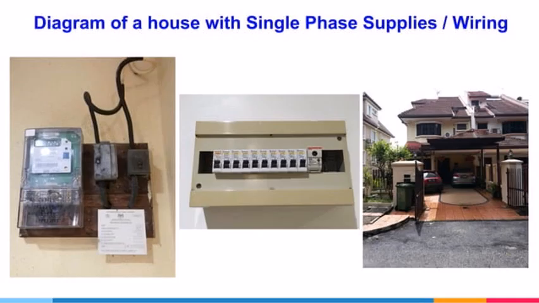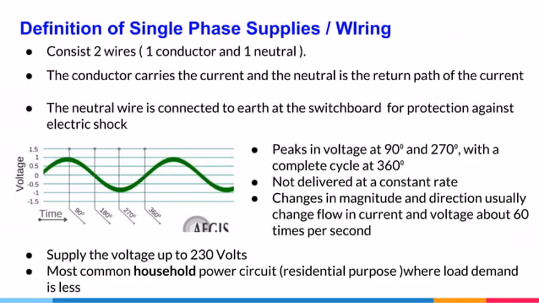So this is an example picture for the single phase AC supply. It consists of two wires, one is the conductor and one is the neutral. The conductor is used to carry the current and the neutral is the return path of the current. Usually the neutral wire is connected to the earth in order to protect against electrical shock.